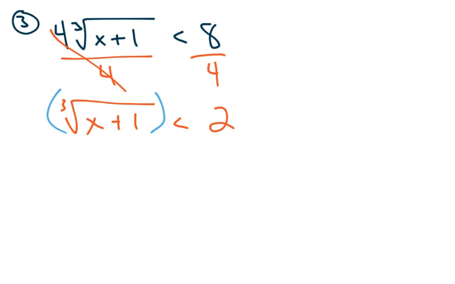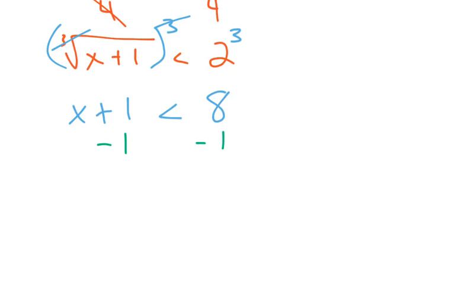Once we get the radical by itself, we need to get rid of it. This time we've got a cube root, so we're going to cube both sides. Going to raise it to the 3rd power. What that will do is take away the cube root, so that leaves me with x plus 1 less than 2 to the 3rd power, which would be 8. So we haven't solved it yet. We've got to get x by itself, so I'm going to subtract 1 from both sides. That leaves me with x less than 7.